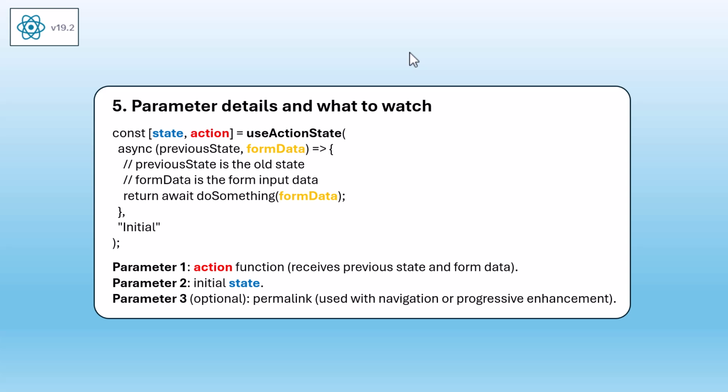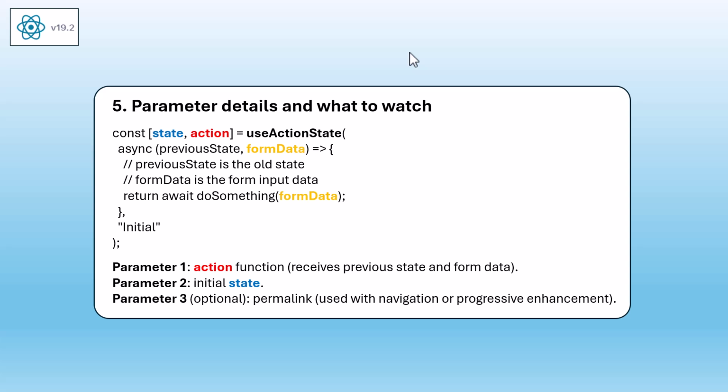The second parameter is the initial state. Any serializable value you like. That becomes your state until the first action runs. After that, the initial state becomes irrelevant because the returned value from the action takes over.